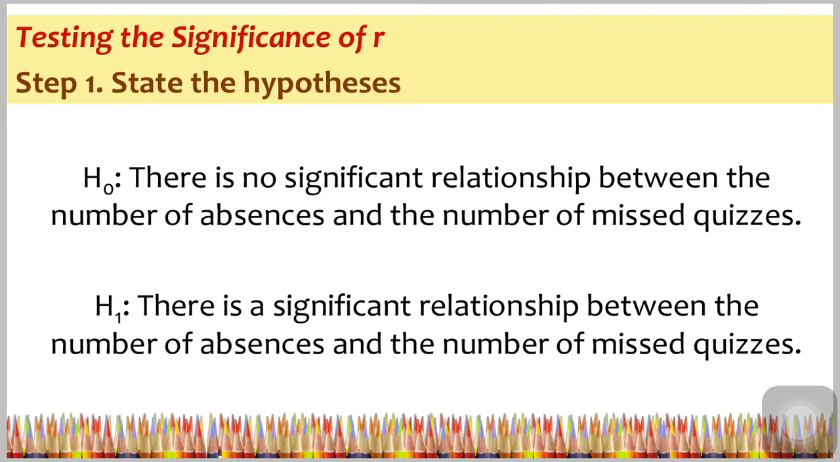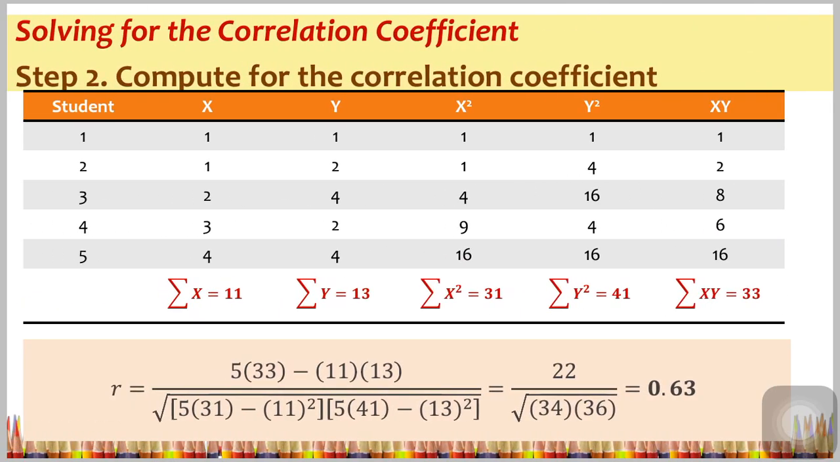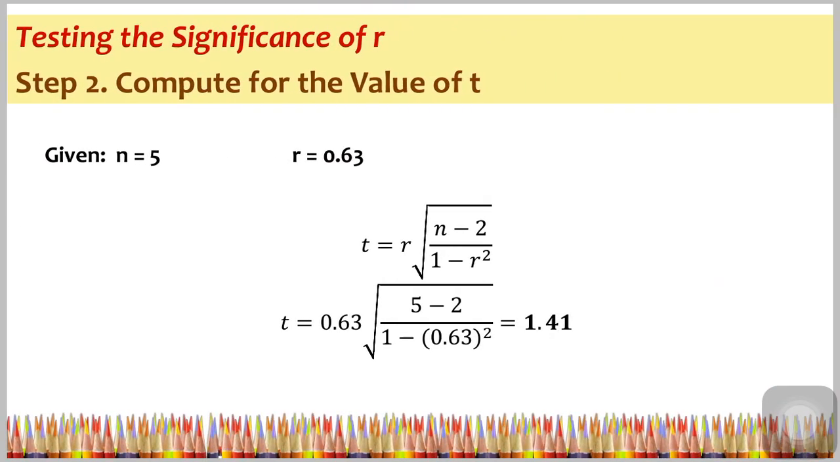Remember, let's go back to the problem. Our r is 0.63 and we have 5 students, so our n is 5. Let's solve for the value of t. Pause the video if you want to have time in solving it. The value of our t is 1.41.